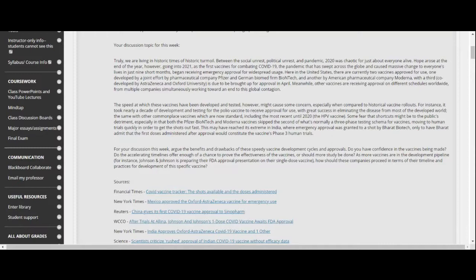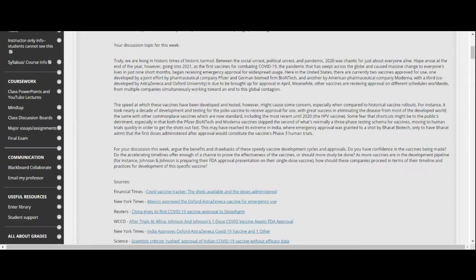The speed at which these vaccines have been developed and tested, however, might cause some concern, especially when compared to historical vaccine rollouts. For instance, it took nearly a decade of development and testing for the polio vaccine to receive approval for use, with great success in eliminating the disease for most of the developed world. The same goes for other commonplace vaccines, which are now standard, including, most recent until 2020, the HPV vaccine. Some fear that shortcuts might be to the public's detriment, especially in that both the Pfizer/BioNTech and Moderna vaccines skip the second of what's normally a 3-phase testing schema for vaccines, moving to human trials quickly in order to get the shots out fast.